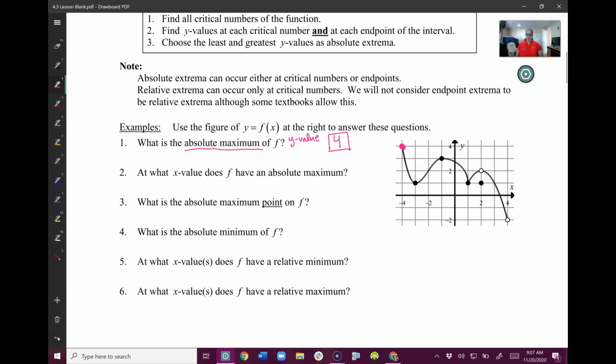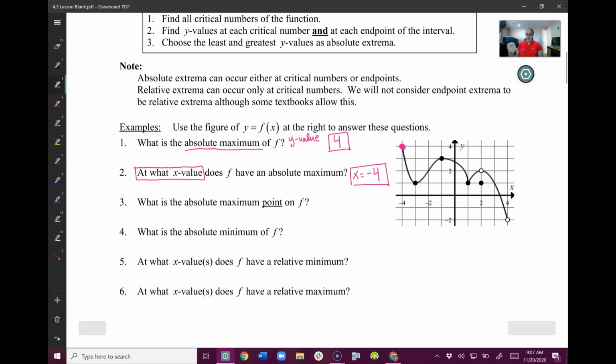Now let's look at number 2. At what x value does f have an absolute maximum? Well, the x value is -4.